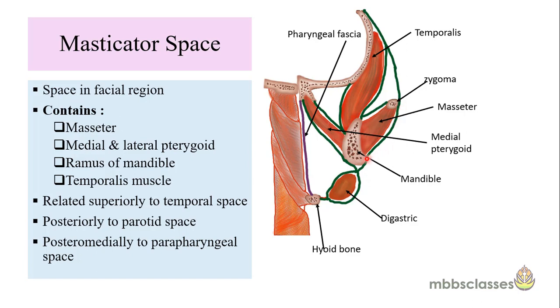If you see here, this is the masseter muscle, this is the medial pterygoid muscle, and the masticator space is formed by the masseter muscle, medial and lateral pterygoid, and the temporalis muscle. And remember, this masticator space is continuous superiorly with the temporal space, posteriorly it is related to the parotid space, and posteromedially it is related to the parapharyngeal space. So the fascia helps in the compartmentalization of the head and neck area, and one space is interrelated to another space via these fascial layers.